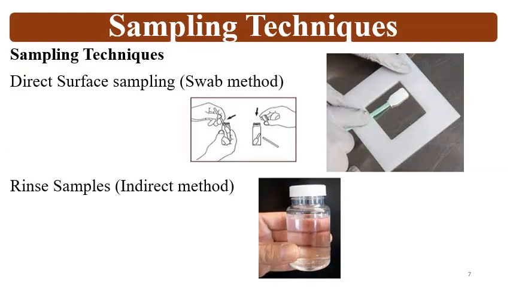Then coming to the sampling techniques, mainly for the cleaning validation, swab sampling is done. That is known as direct surface sampling, that is the swab method. So the swab method is there, and rinse sample, that is the indirect method. Water is put into the equipment and that is rinsed, and that water is analyzed for the residues.